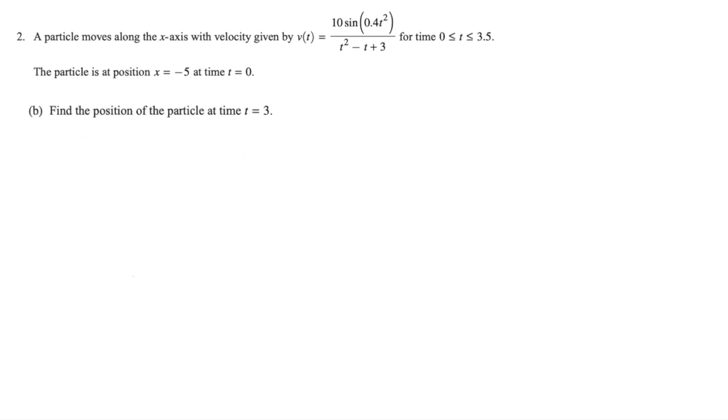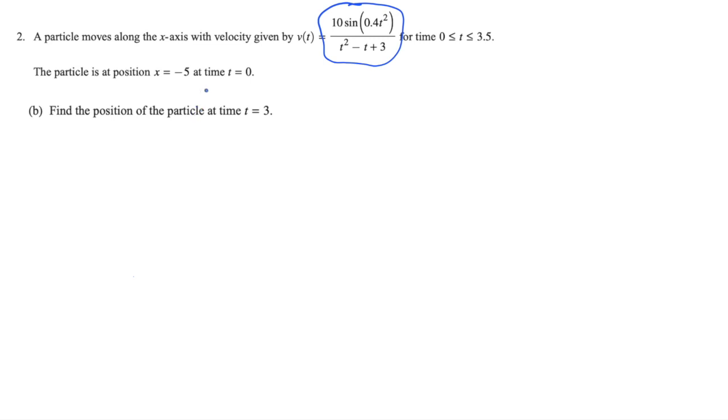In part B, we have to find the position of the particle at time t equals 3. Now we have to think a little bit and see what is the relation between the position and the velocity, which is the formula we have. What is a velocity? The velocity is the rate at which the position is changing over time, so it will be the derivative of the position. But now we want to find the position.